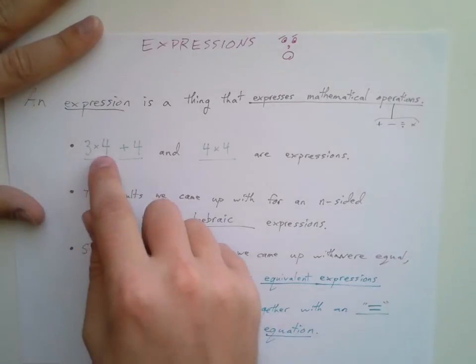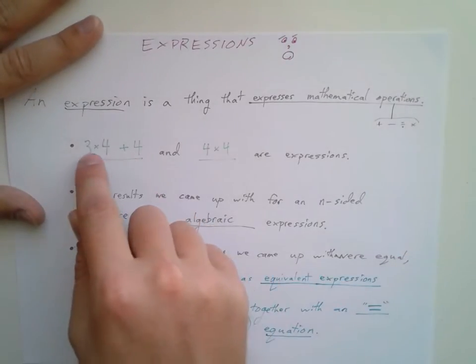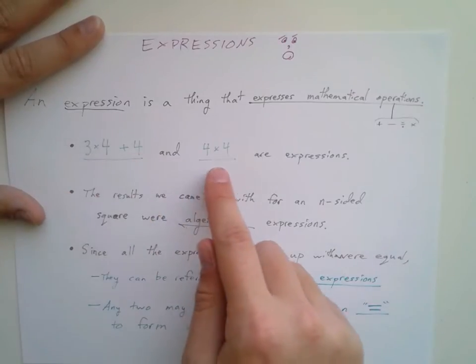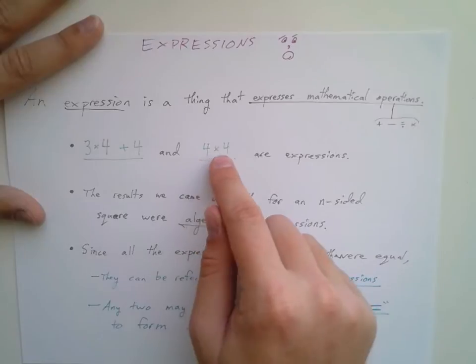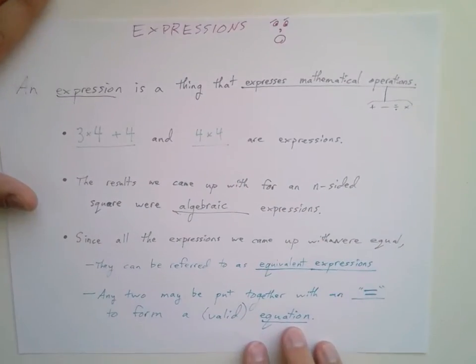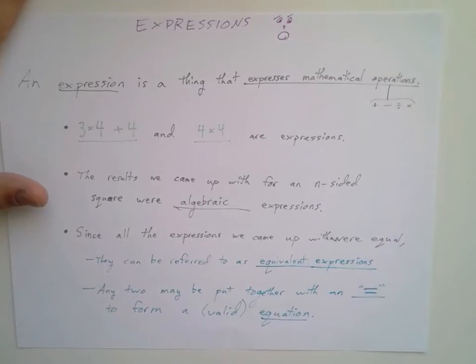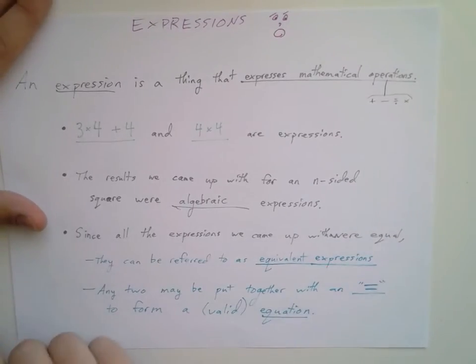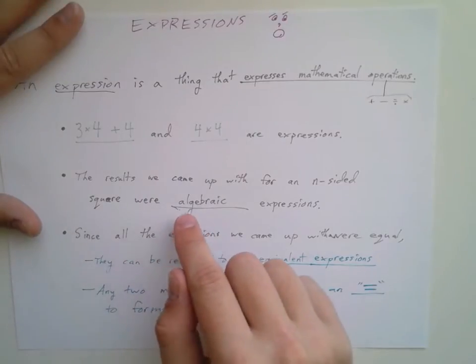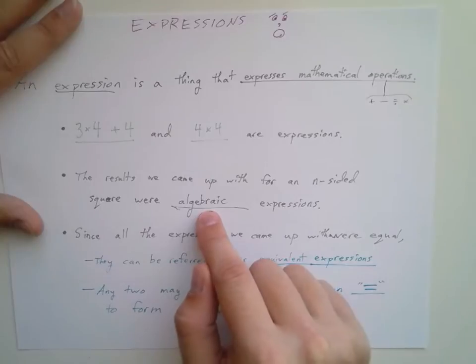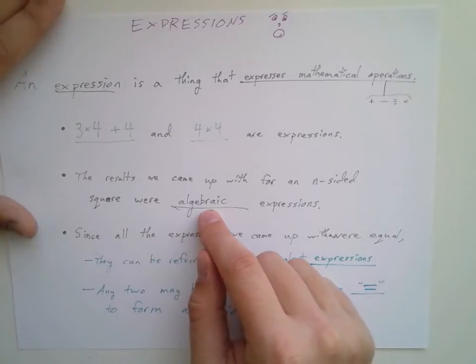So 3 times 4 plus 4. It's got multiplying, it's got adding, so that means it's an expression. 4 times 4, it's got multiplying, so it's an expression. Okay, and the activity we did last in class, the results we came up with were algebraic expressions. If it has a variable like an x or an n or whatever in it, that means it's an algebraic expression.